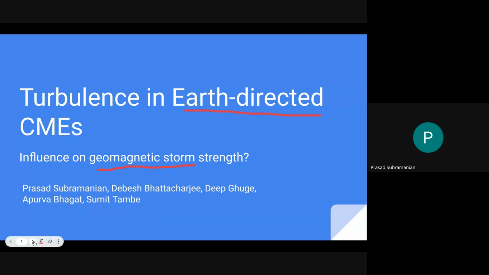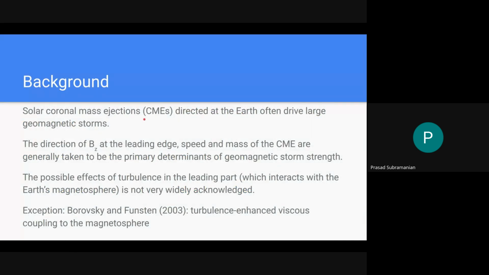So this is obvious stuff, I don't need to repeat this. Coronal mass ejections directed at the Earth often drive large geomagnetic storms.